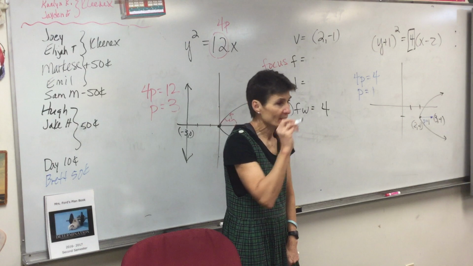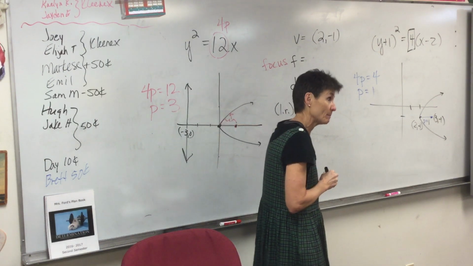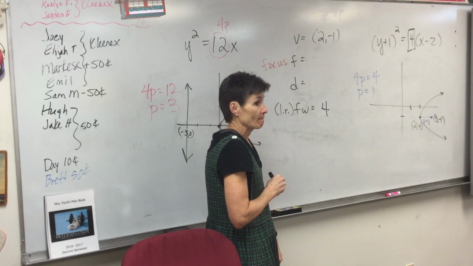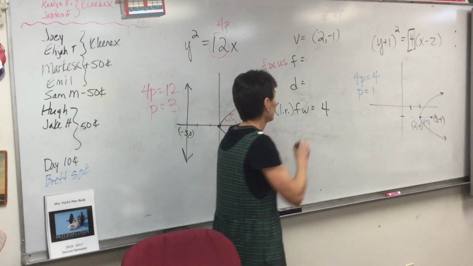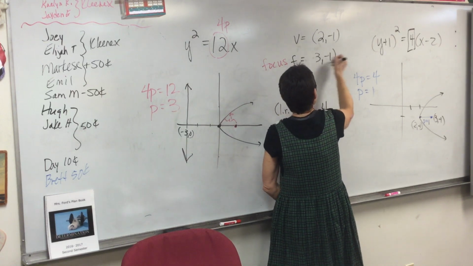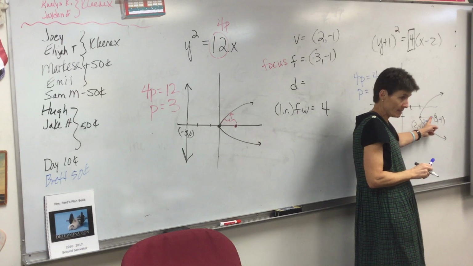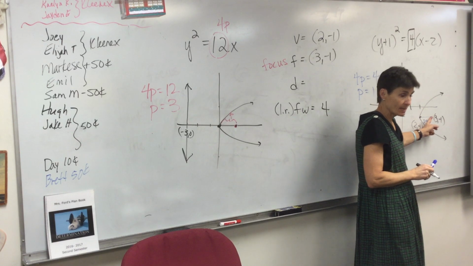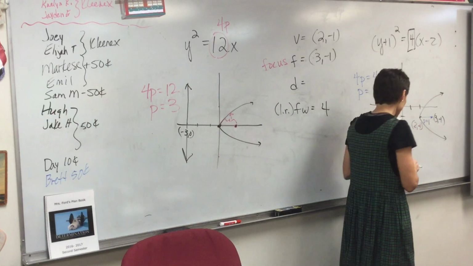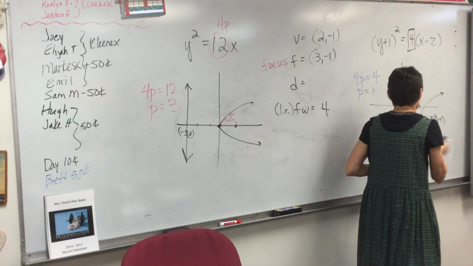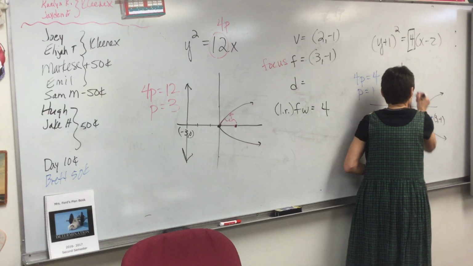Now, when we take a test over this, the test is actually written on graph paper, so that will help you because you'll actually have the grid and you can count spaces. If you want to do this on graph paper, go ahead, if it helps you. But that's your focus, 3, negative 1. Now, if I went right 1 for my focus, then I'm going to go left 1 for my directrix, right? I'm going to back up 1, and that's going to be my directrix.